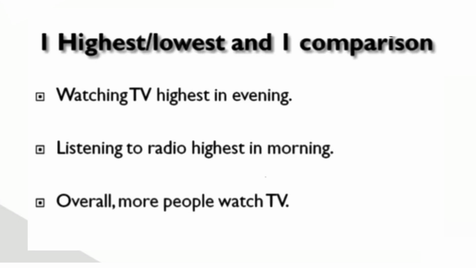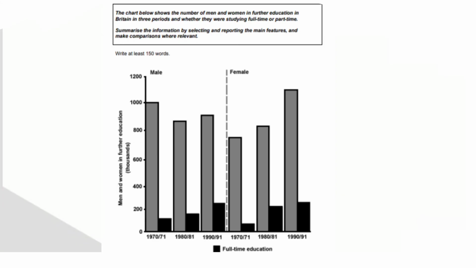Moving on. Please pause the video and try to analyze it on your own. Okay, so the graph given is a bar graph. Let's look at the title first. The chart below shows the number of men and women in further education in Britain in 3 periods and whether they were studying full-time or part-time. This is the title. On the x-axis, there are years given, and on the y-axis, number of men and women in further education is plotted in thousands.